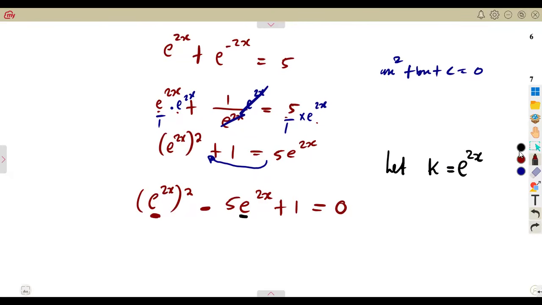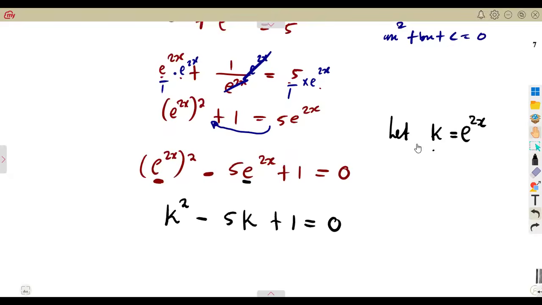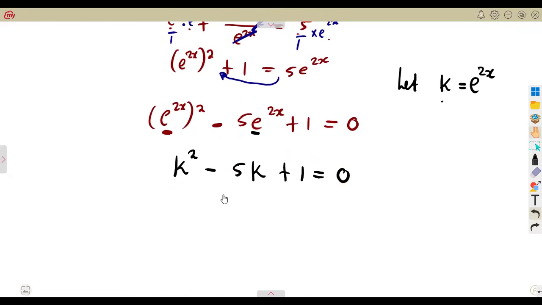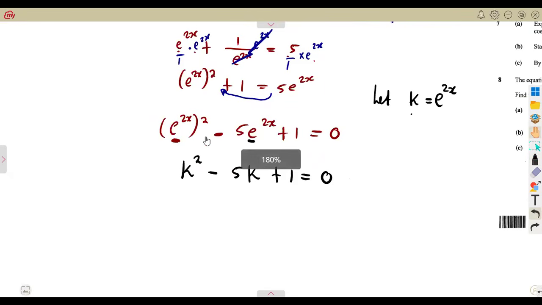All right, so let us have this equation this way. It's going to be k squared minus 5, and in place of this, we substitute with k. So that is minus 5k plus 1 is equal to 0. We have that quadratic that we are used to. We could have solved it with that. If you understand this, what is the quadratic formula?